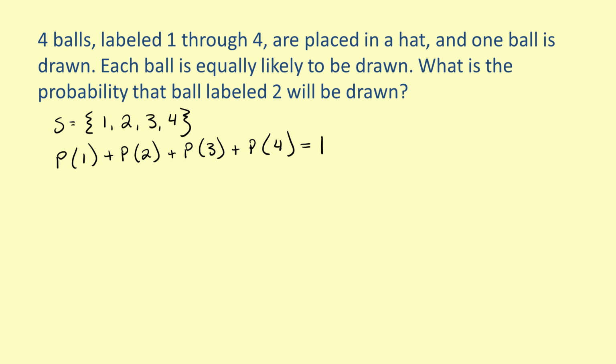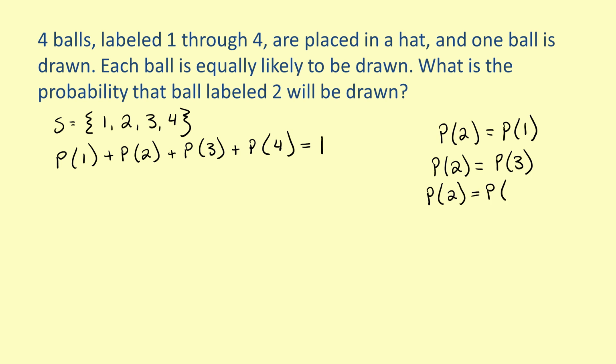Now, we also know that every number is equally likely to be drawn, so we can also say that the probability of 2 being drawn is equal to the probability of 1 being drawn. We can also say that the probability of 2 being drawn is equal to the probability of 3 being drawn, and that the probability of 2 being drawn is equal to the probability of 4 being drawn.